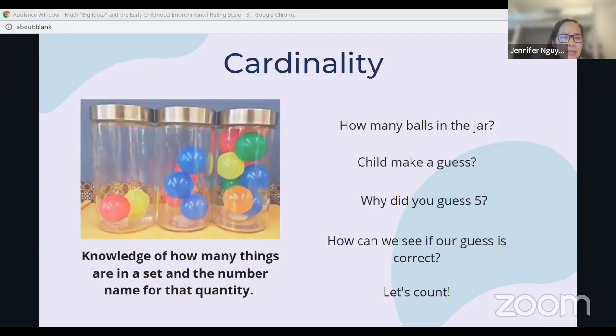And again, this seems like a simple math concept. However, children need a lot of practice and a lot of exposure to this concept to deeply understand that when they count, the last number is the number of items they have. It's the quantity they have. And again, this is building number sense.